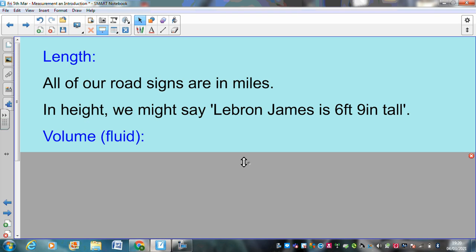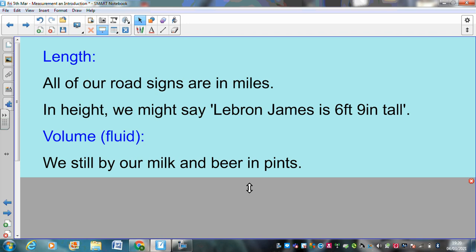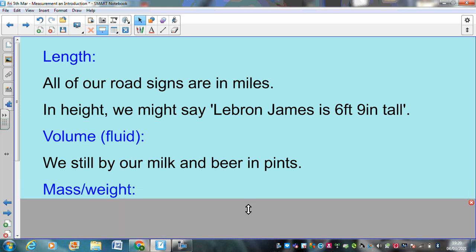Volume. Now, volume is a measure of liquid or fluid. Volume, remember that word. So, when do we use the old-fashioned measurement and not litres? We still buy our milk and our beer in pints. Did you realise that? We have a pint of milk. When you buy the large plastic container from the supermarket, it will be a 4-pint carton, which is about 2.29 litres. Have a look on the side of it next time you get a chance.